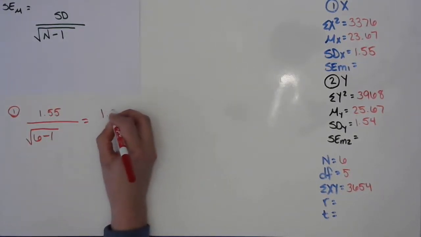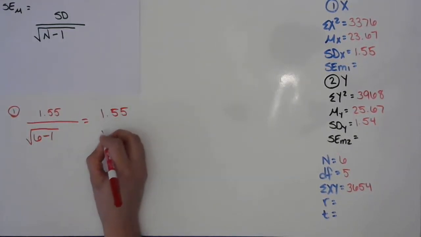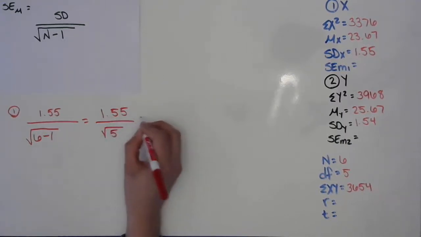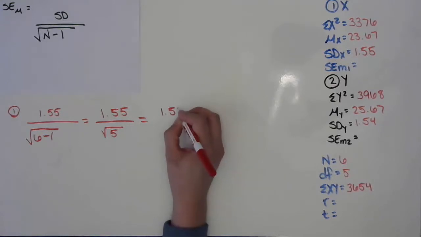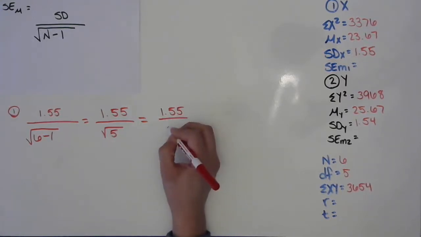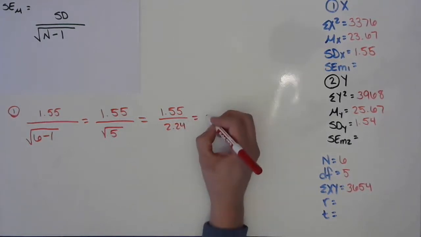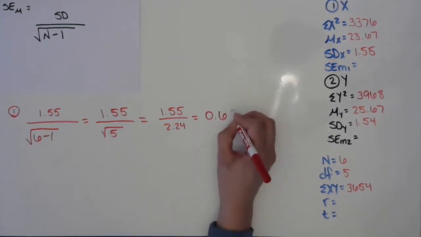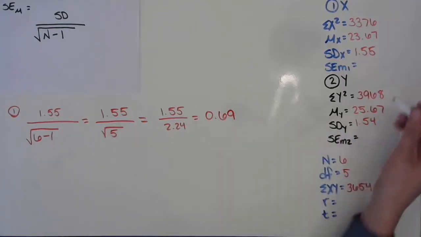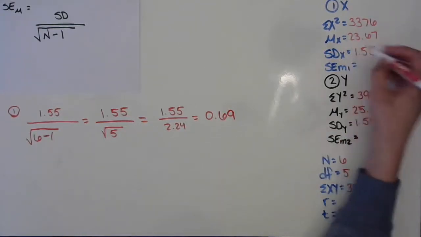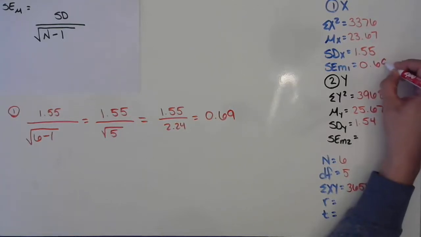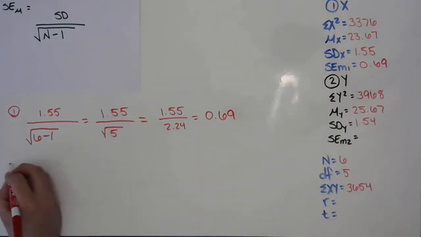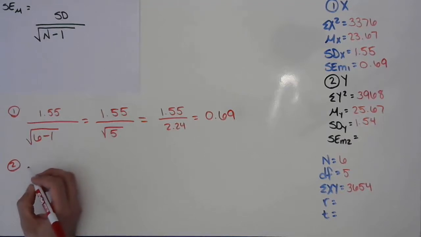So that's going to give us 1.55 over a square root of 5. And then when you square root 5 out, we'll be left with 1.55 over 2.24. Okay, so just divide that out, and that's going to give you 0.69. Okay, so our standard error of the mean for group 1, or the x variable, is 0.69.